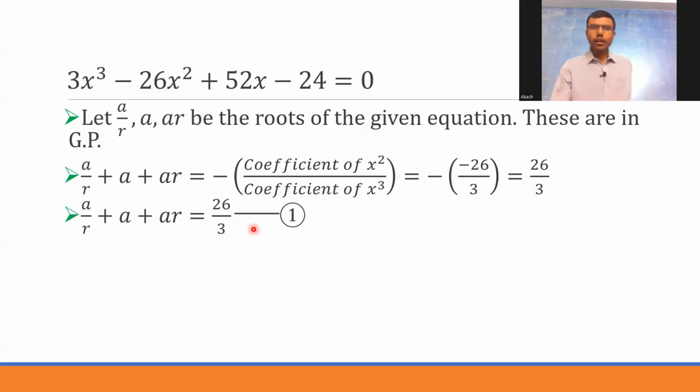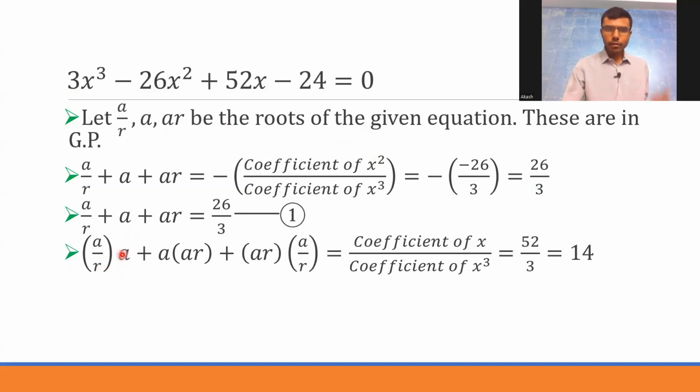Next, what you can do is multiply the roots and add them. What I'm going to find out right now is the product of the roots taken 2 at a time. I'm taking each root twice: a by r into a, plus a into ar, plus ar into a by r. This is nothing but coefficient of x divided by coefficient of x cube. What is there beside x? 52. And what is there beside x cube? It's 3. So it is 52 by 3.